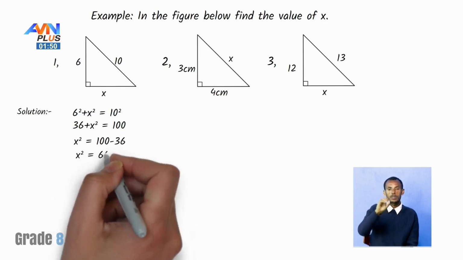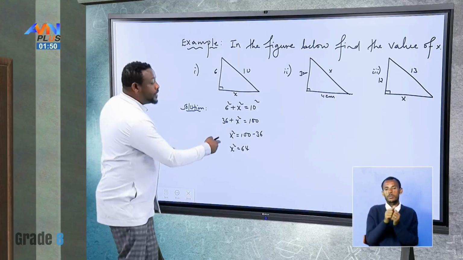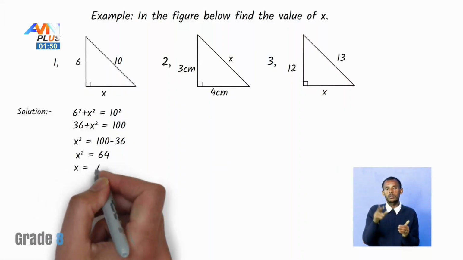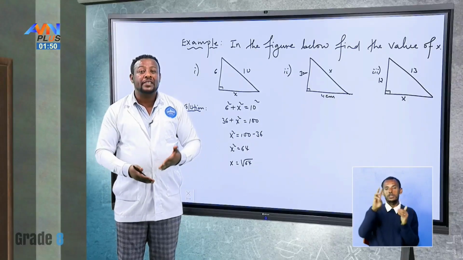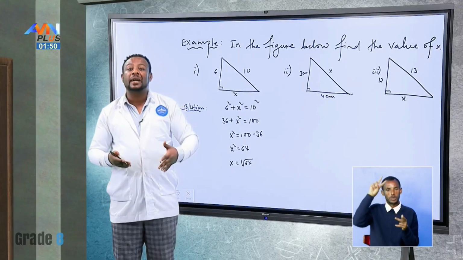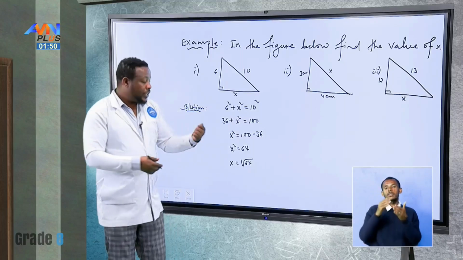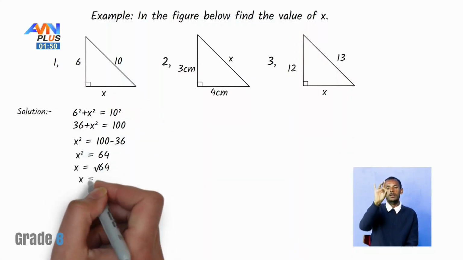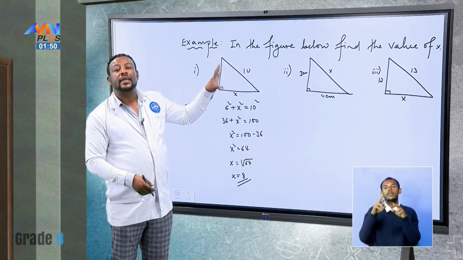So you can take the radical on both sides, and this equation becomes x is equal to square root of 64. As you all know, 64 is a perfect square, which is the same as 8 square. So it can be taken out from the radical. So this becomes x is equal to 8. So the unknown side in the first right triangle is 8.